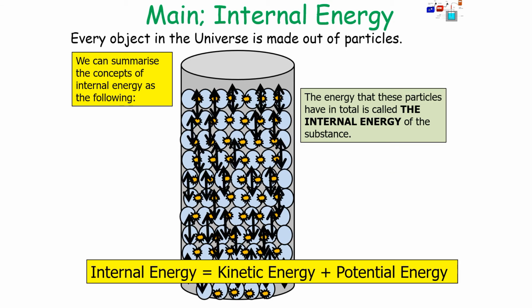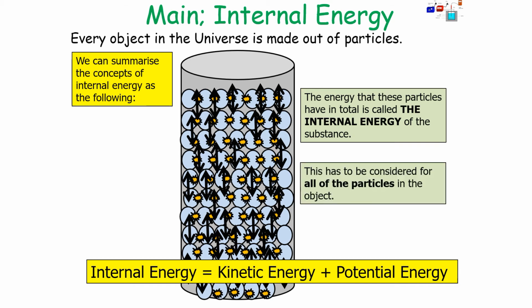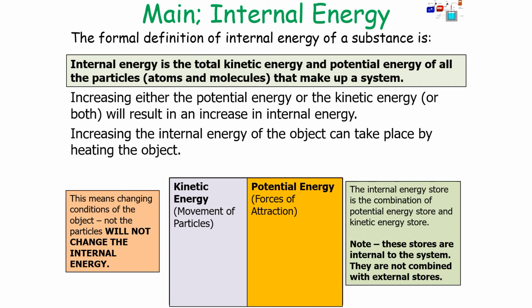So the internal energy is equal to the kinetic energy store plus the potential energy store, but it has to be considered for all of the particles in the object. So to clarify, the formal definition for internal energy is that it's the total energy of the kinetic and potential energy stores of all of the particles that make up a system.